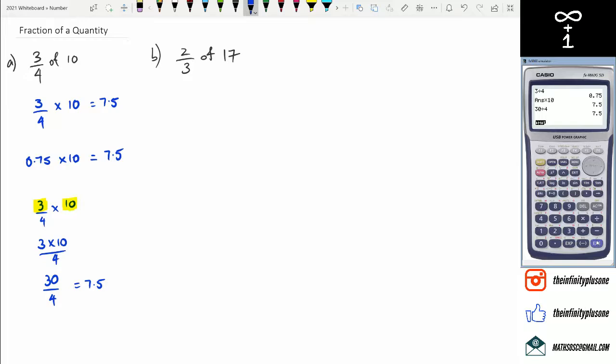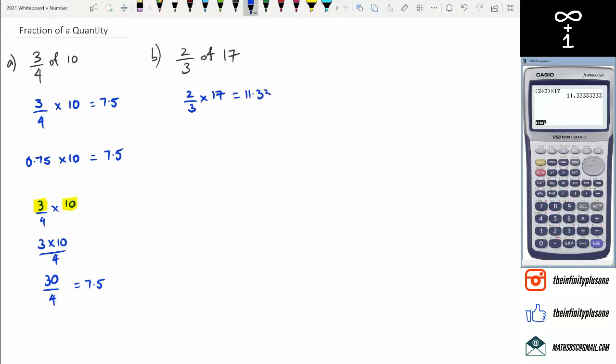Now, when we do 2/3 of 17, that one gets a little bit tricky. Let me show you guys what we're going to get. The first step is writing it as 2/3 times 17. Another good idea with calculators is putting brackets. So you could put 2 divided by 3 in brackets, and then multiply it by 17. In this case, as you can see, the answer is 11.333 recurring.